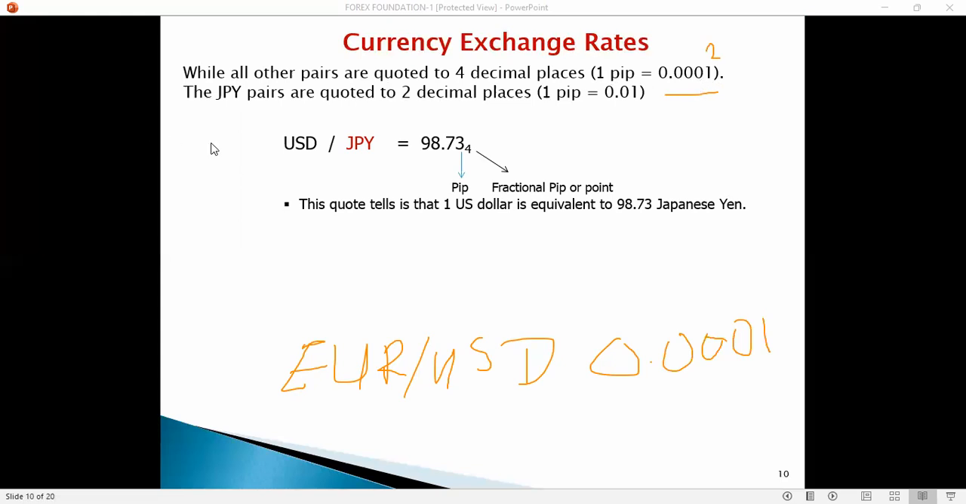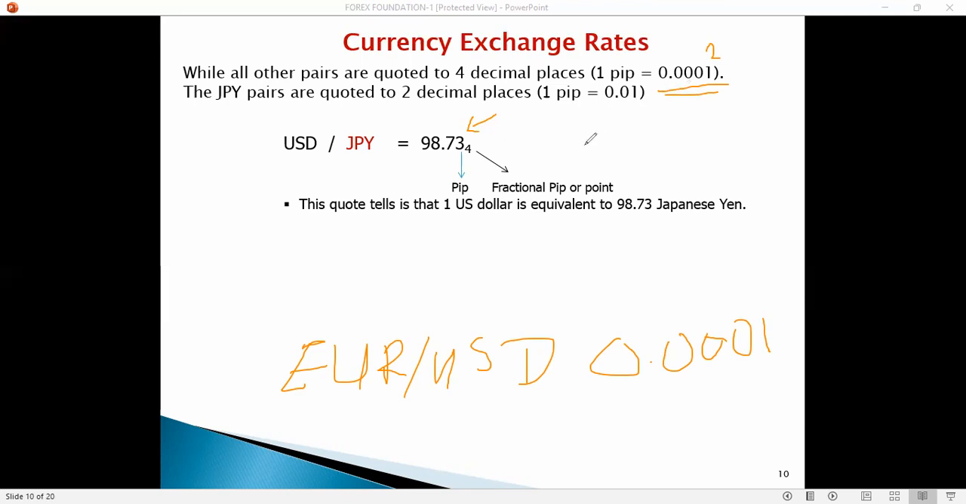All right, but for the JPY pairs, they are quoted to 2 decimal places, which means, for example, Euro JPY right here is equal to 98.73. Okay, so the second number right here is this 2nd decimal place, as you can see. So right here, this is the 2nd decimal place, guys. I hope this is clear. So for all other pairs that do not have JPY, it is quoted in the 4th decimal place, as explained. I hope this is clear.